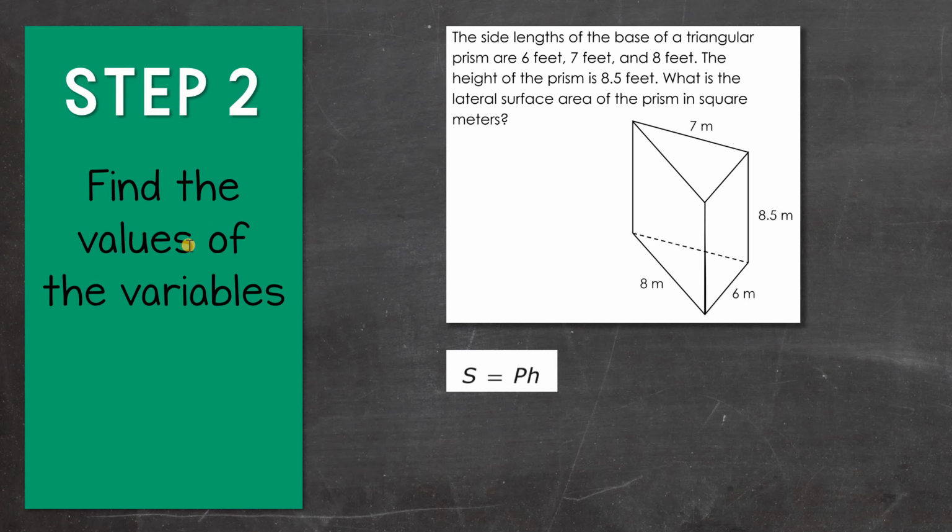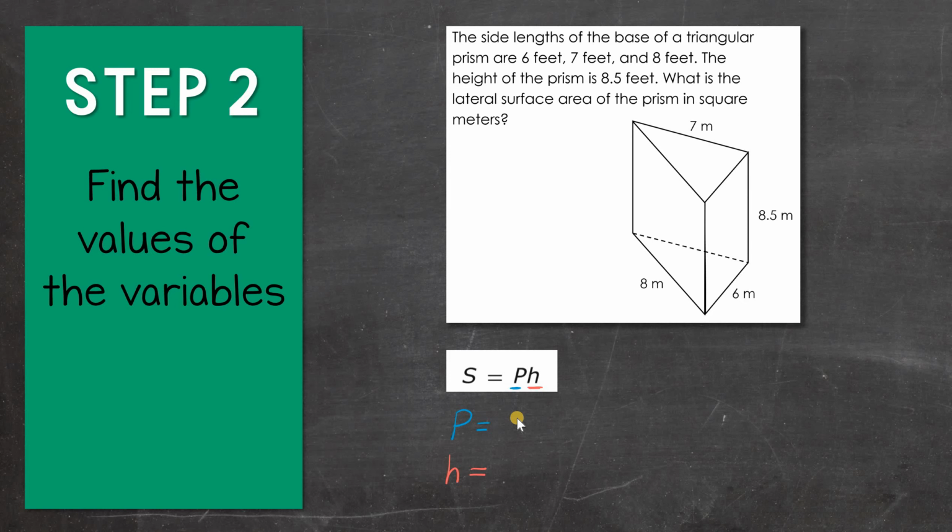Step 2, find the values of our variables. Alright, the letters in our formula are P and H. But there's something different about this one. It's capital. And if one of your variables is capital, that means you have to do more work. So H is lowercase, you can just find it in the diagram. But P is capital, so we have to do more work.